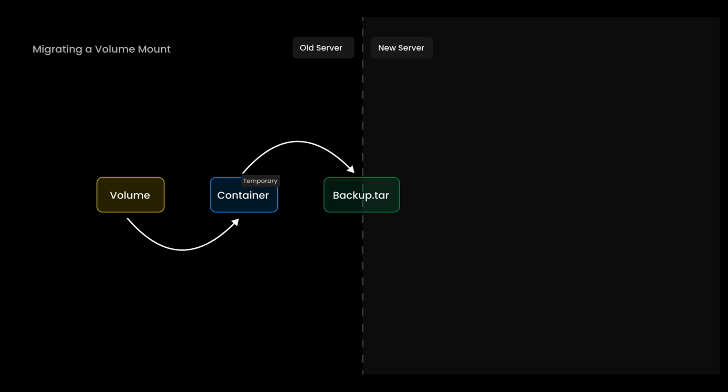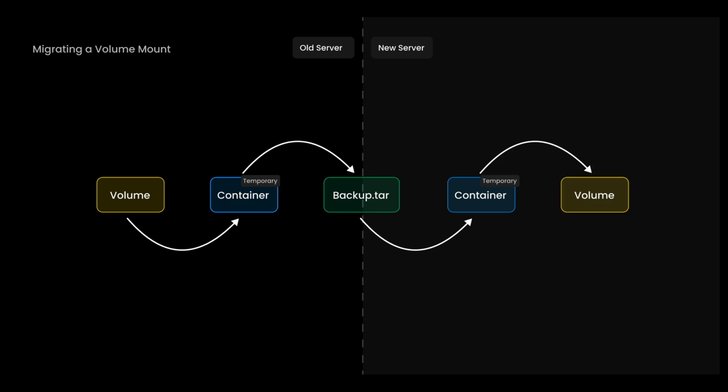Once the tar file is on the new server, we have to start a temporary container and mount the volume inside the container. Then we will restore the tarball into the new volume, which your application uses on the new server. This entire process seems very confusing if you are new to Docker, so I have created a few scripts to make this process much easier.